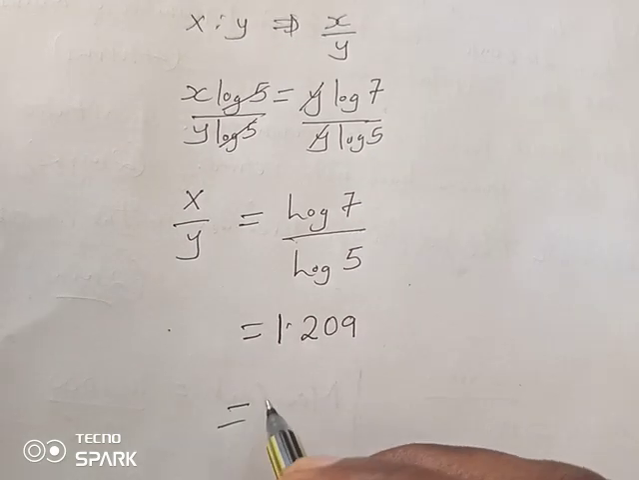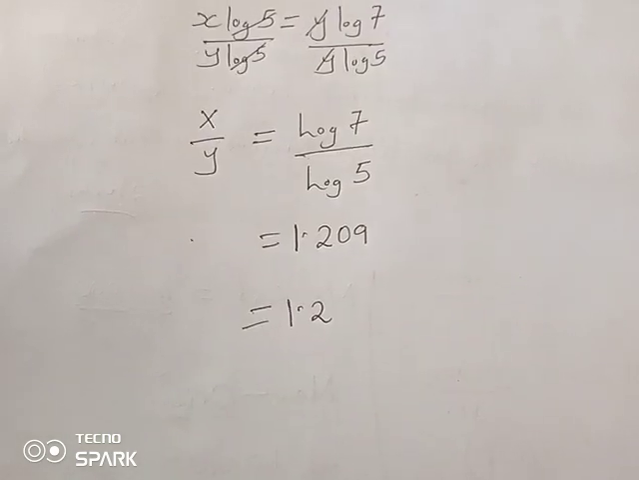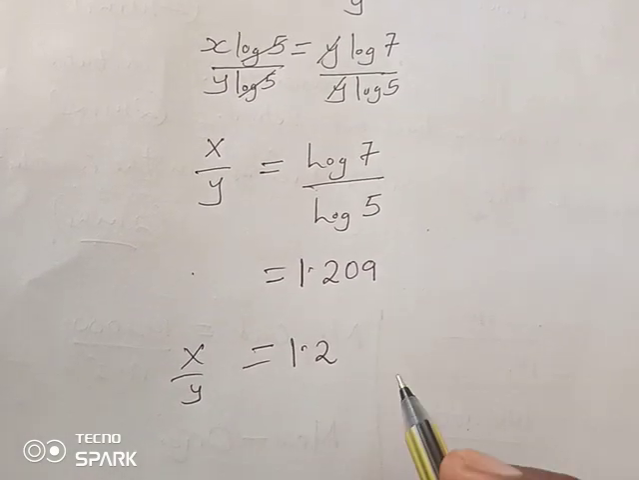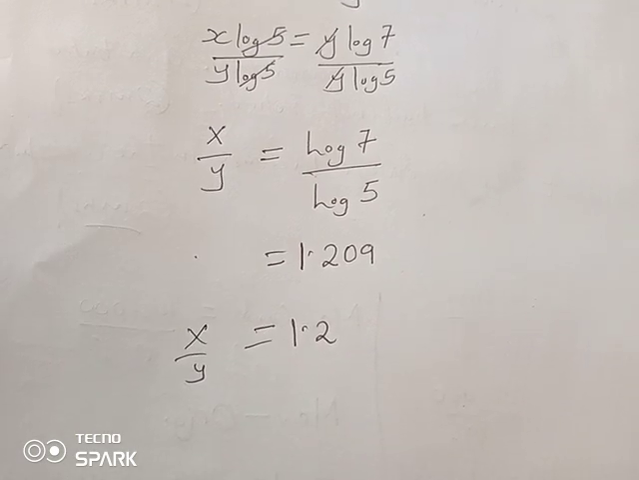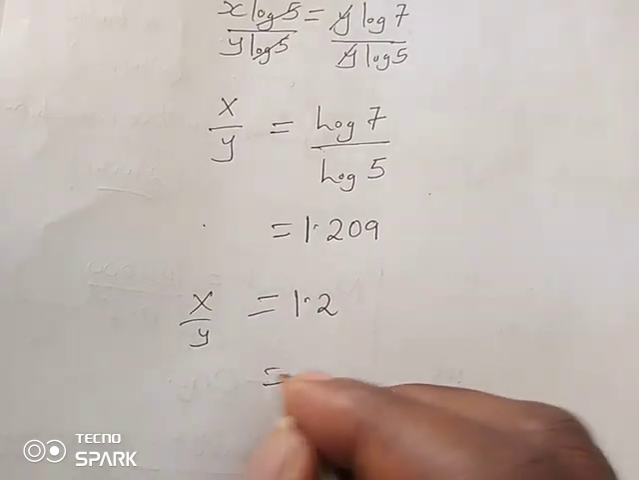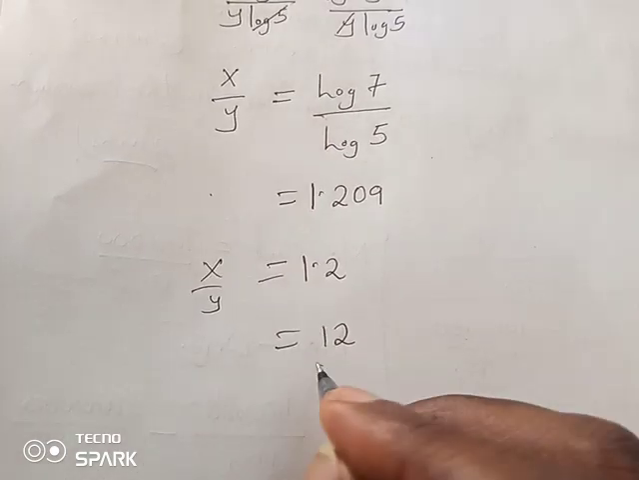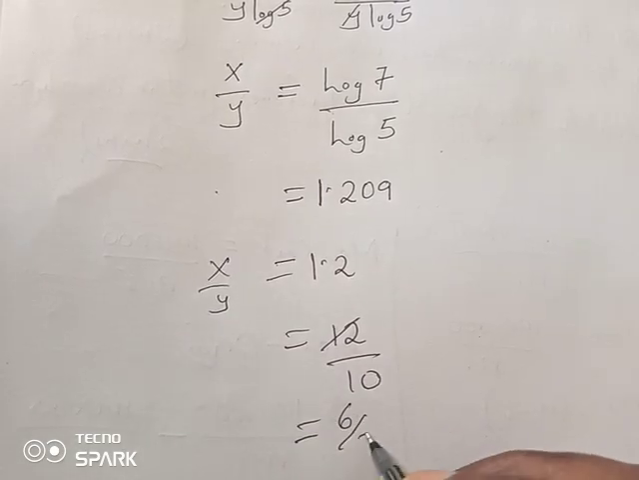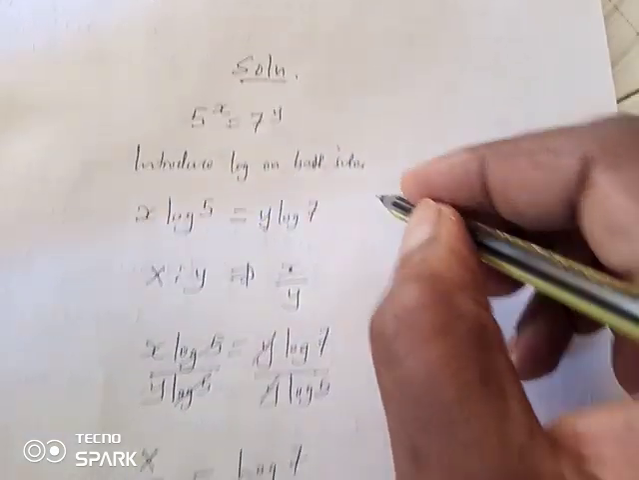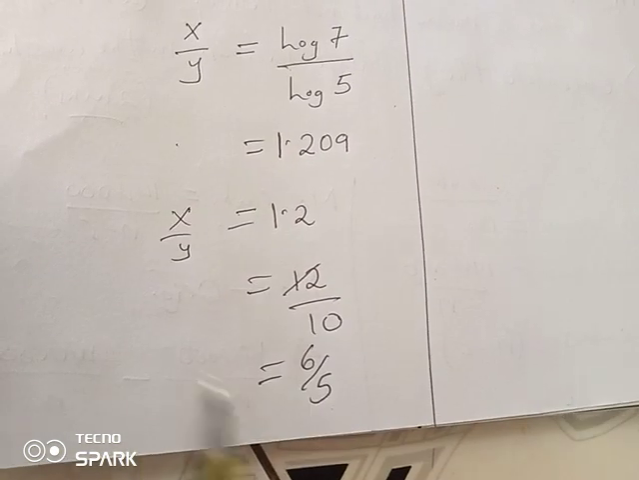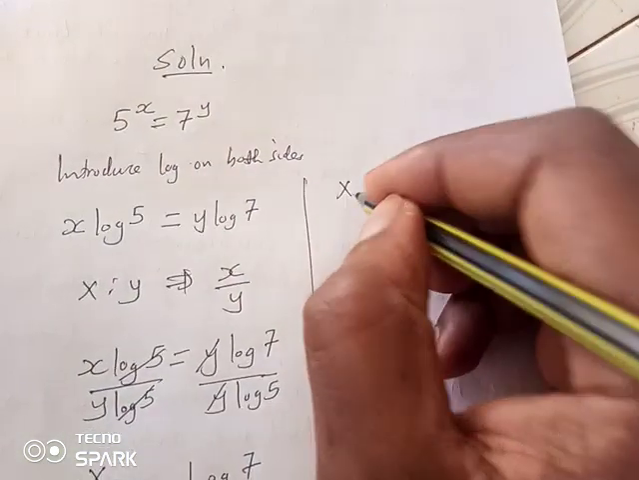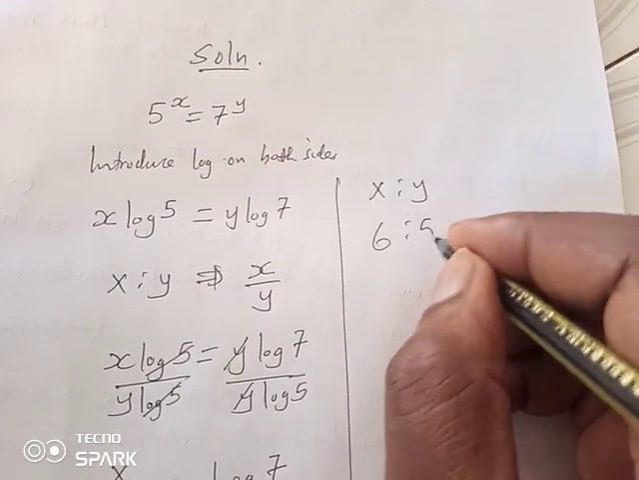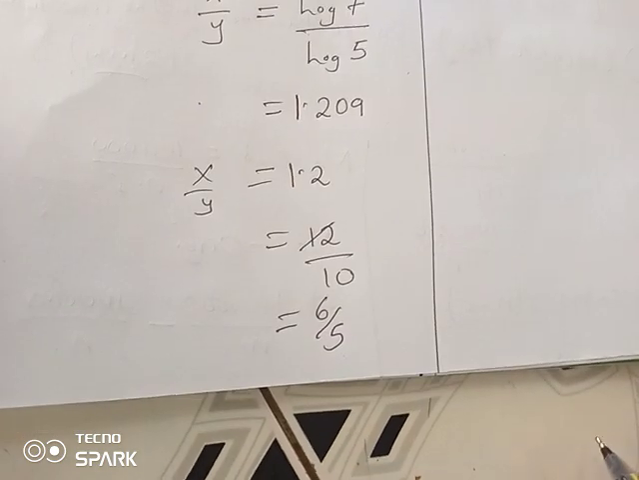We just need to have 1.2 to have a simple ratio, and therefore x over y becomes 1.2. We don't leave ratios in decimal form, and therefore converting this into a fraction, we shall have 12 over 10, which can still be simplified as 6 over 5. So x ratio y is therefore 6 ratio 5.